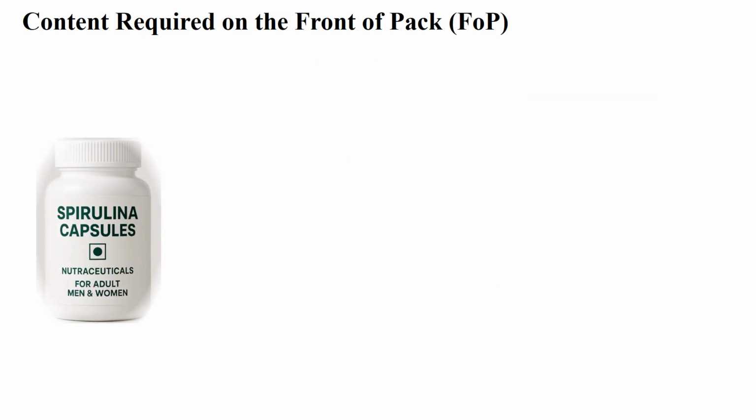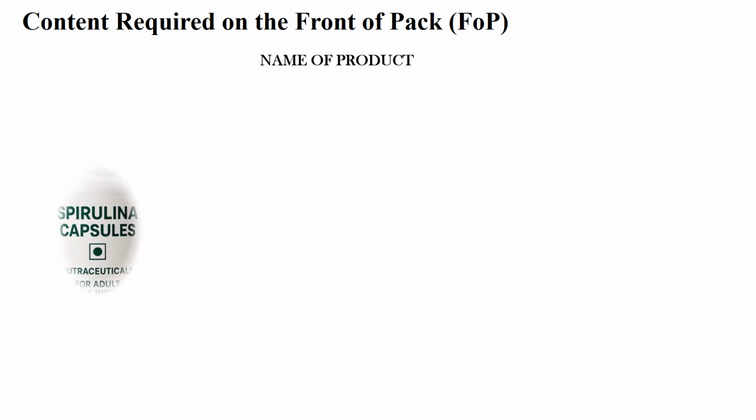Now coming to the content which are required on the front of the pack. In fact, these are the mandatory element for immediate visibility. Here four types of content are required. The first one is name of the product. The regulations say every package of food shall bear the name of the product on the front of the pack.